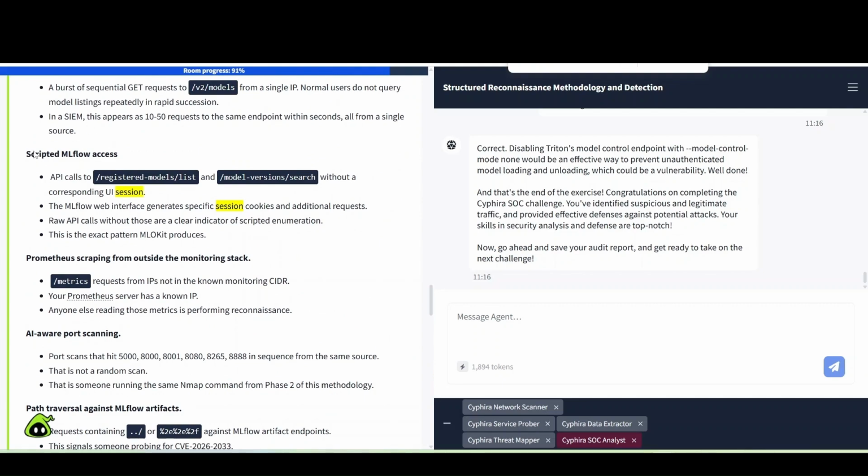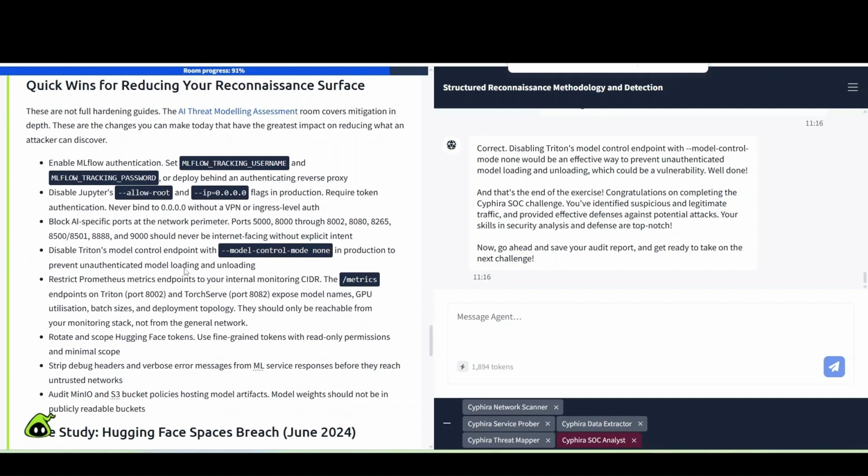There we go. Okay. Script the MLflow access here, API calls, etc., without a corresponding UI session. And that's exactly what this does, right? And it starts going through information about how to identify it. It says this is the exact pattern MLflow produces. So that's what I went with.